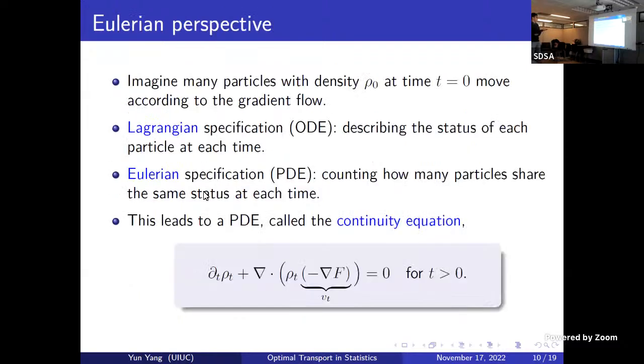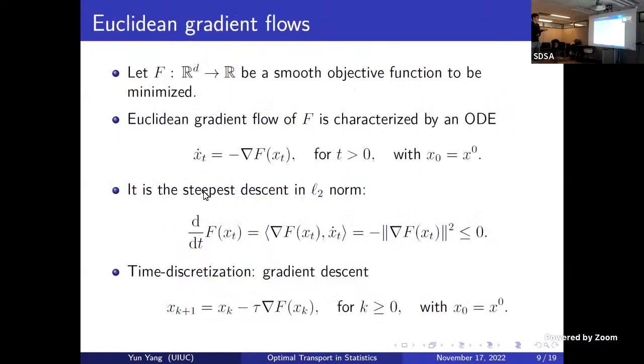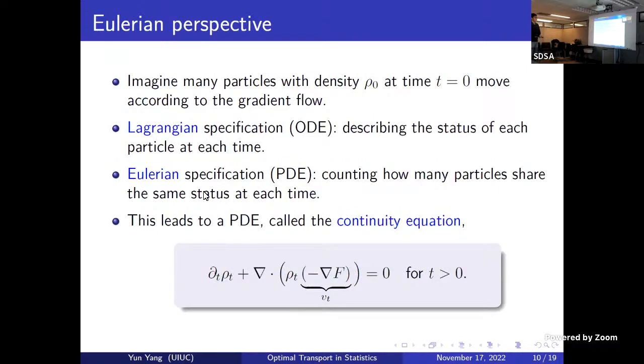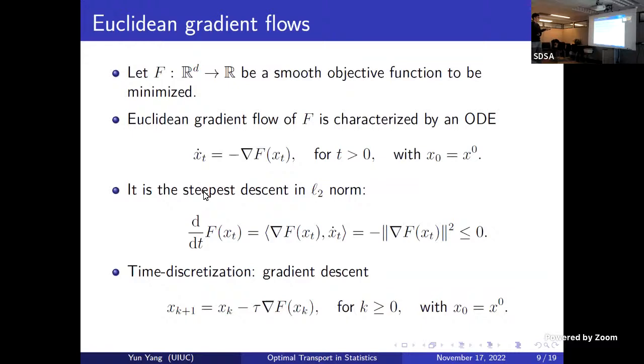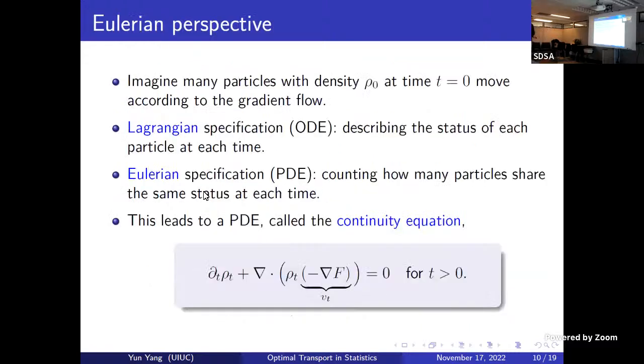So this actually corresponds to two very interesting views of how to view this gradient flow. We know that this specification of the gradient flow is via an ordinary differential equation. But in fluid mechanics, we know that there are usually two ways to describe a motion or a gradient flow. So imagine that we have many particles with density rho zero at time zero, and they are moving according to some gradient flow, which means each particle moves according to this ODE. So it gives you the flow equation. Then we can always describe this in two ways. One way is just by this ODE, which is a kind of microscopic description. We describe the status of each particle at each time. So what's the velocity, what's the position?